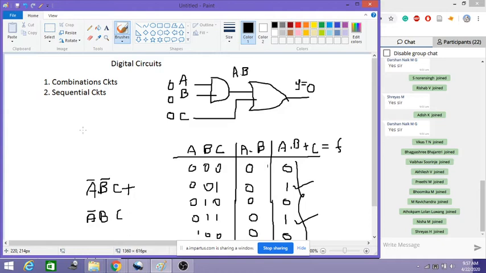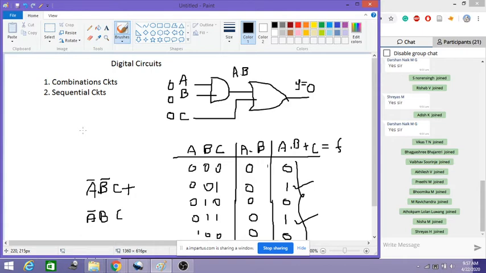Sequential circuits can be shift registers and counters; all these circuits come in the sequential circuit segment. Combinational circuits are adders, such as the half adder and full adder, decoders, encoders, multiplexers, and demultiplexers. These are all examples of combinational circuits. Okay, so now we will see this part by part. First we will see the combinational circuit, then we will go to the sequential circuit. Is this clear?